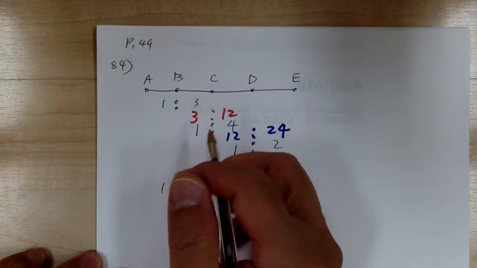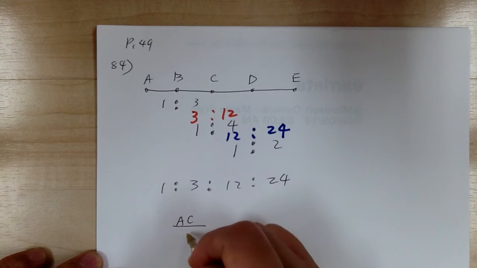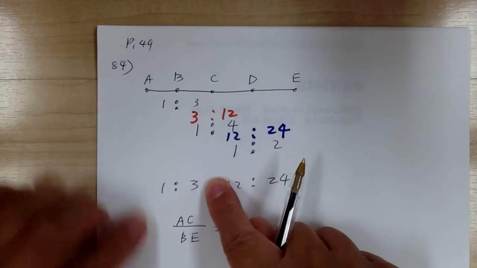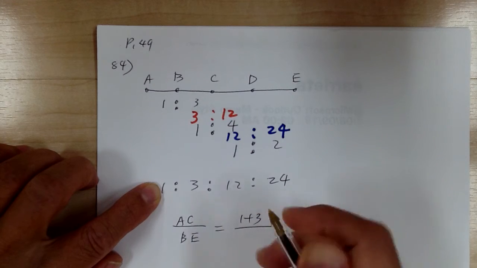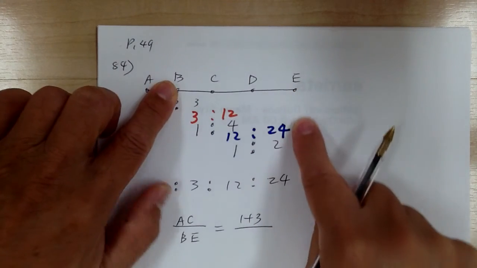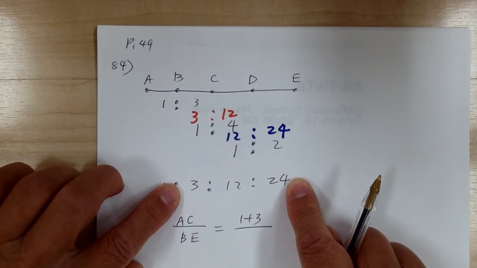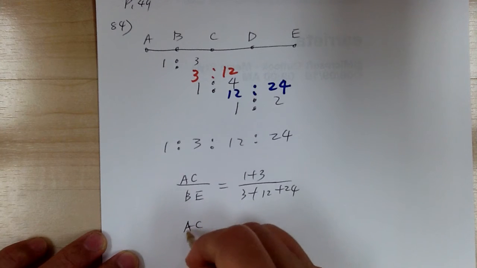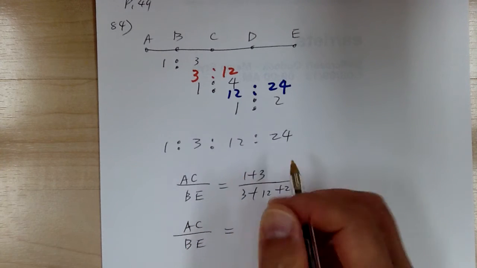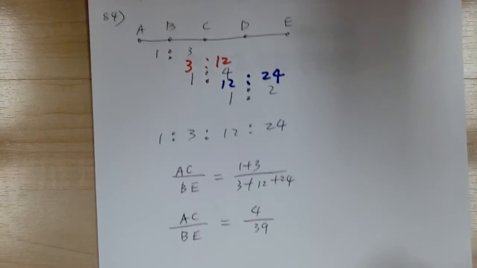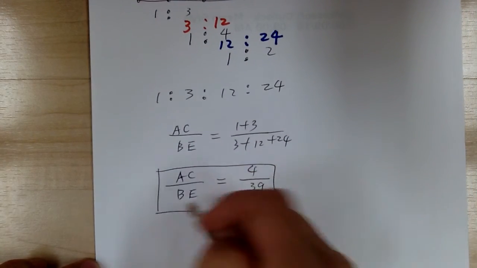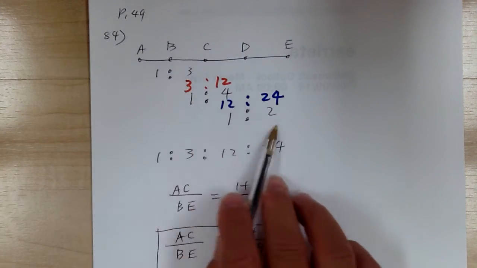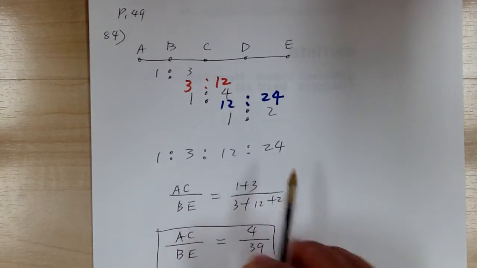And so now you're looking for AC to BE. So from A to C, you can see from A to C is over here. So it's 1 plus 3. And BE, from B to E, is going to be equal to 3 plus 12 plus 24. So AC over BE will equal 4 over 39. So with this kind of ratio, you can try to find the least common multiple and you have to link all the different ones together into one single ratio.